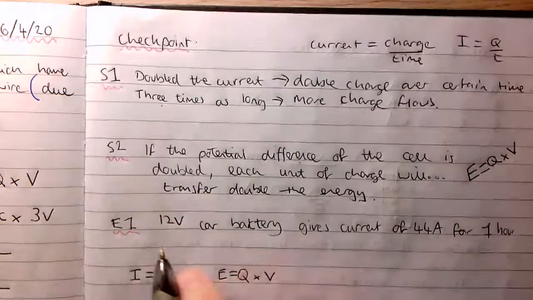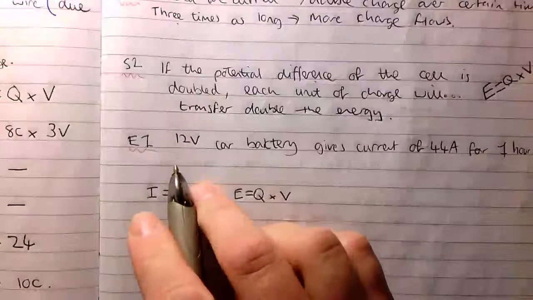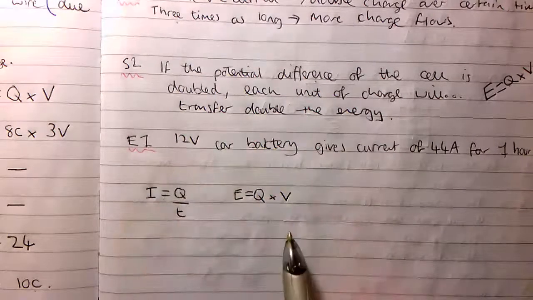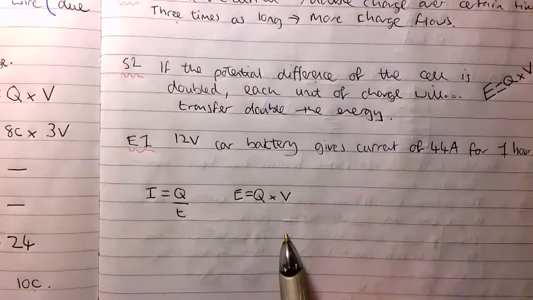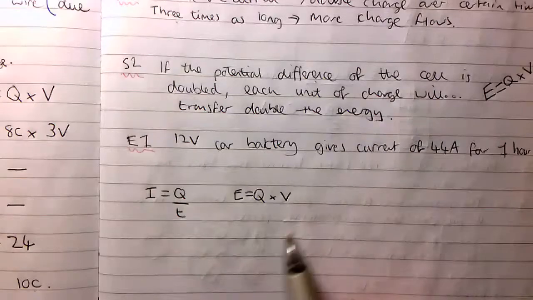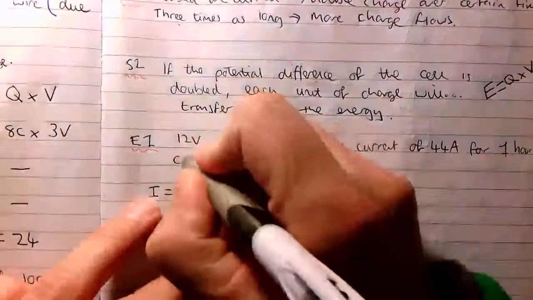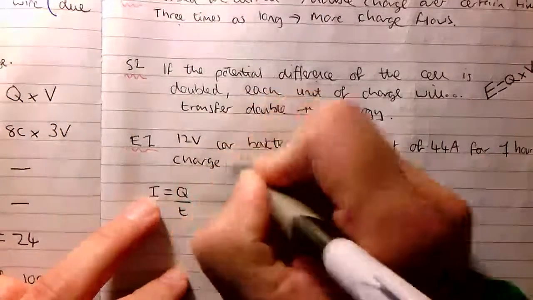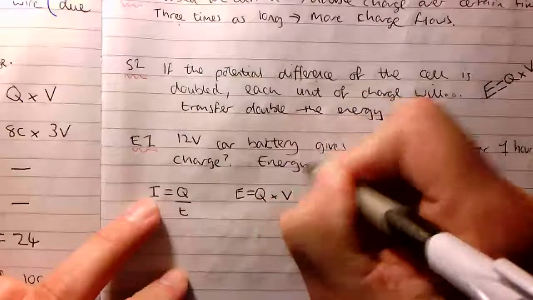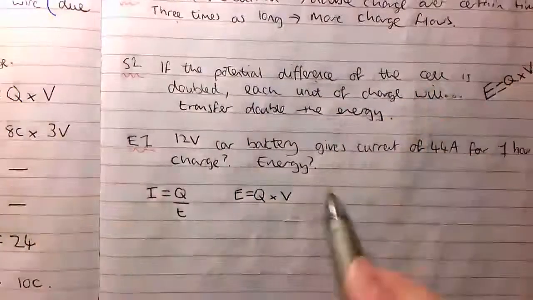Right then, extension question. The question says, a label on a 12-volt car battery says that it will give a current of 44 amps for 1 hour. Calculate the charge and potential energy stored in the battery. So we're trying to work out 2 things here. We're trying to firstly work out a charge, and we're trying to work out an amount of energy. So what can we do here?